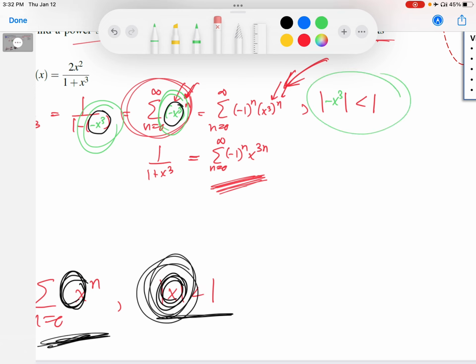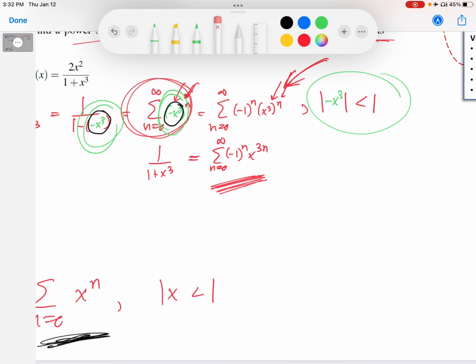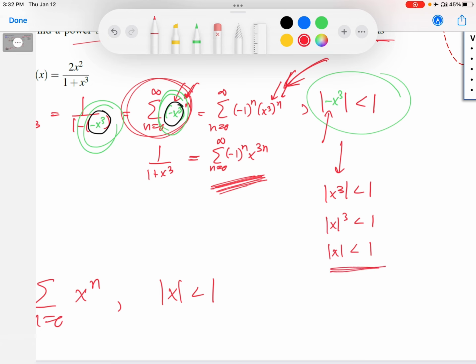Now, most of the time you don't want to leave it like that. You would want to actually simplify it a little bit. So let's work that out. First of all, the absolute value of negative x cubed is the same as the absolute value of x cubed. And then I take the cube root of everything, and everything is non-negative. So I just get the cube root of 1, which is 1. So it turns out that the interval of convergence is also the absolute value of x less than 1 that we had before.